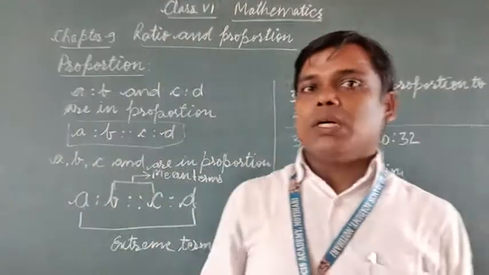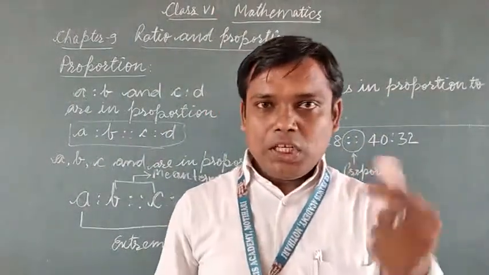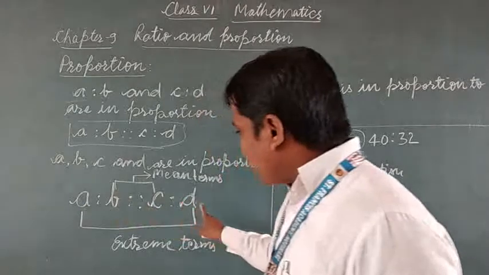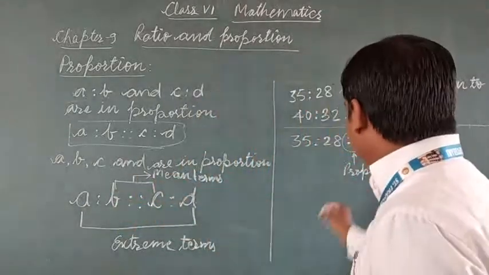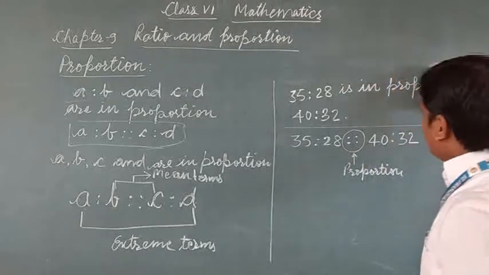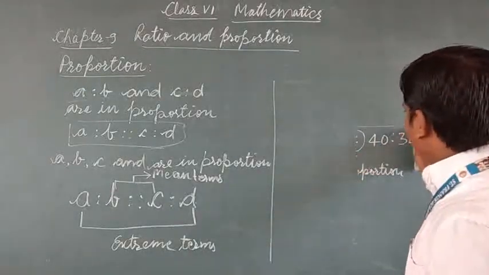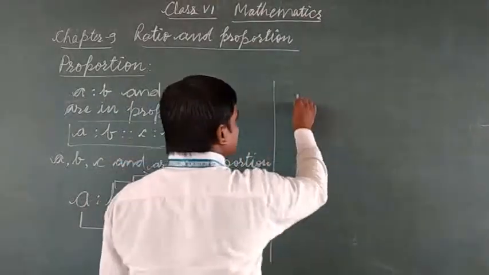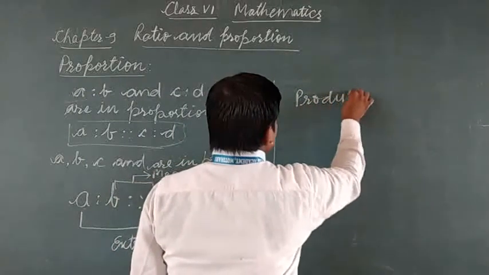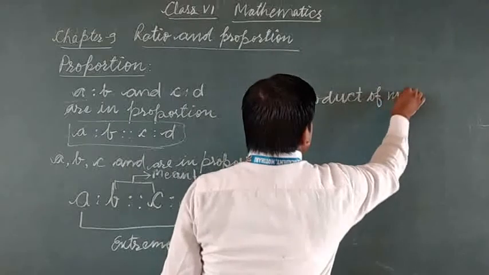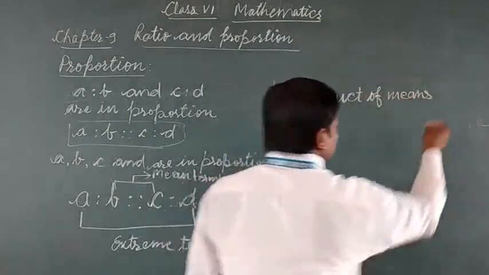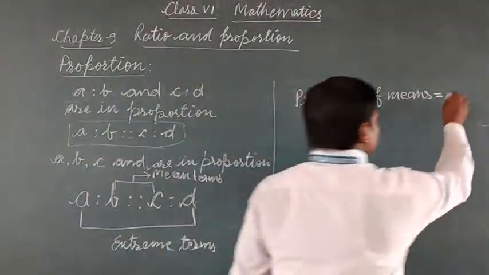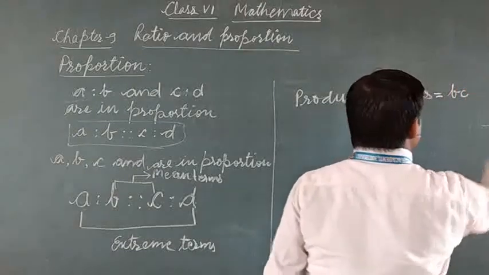If two ratios are given to us and it is asking whether the two ratios are in proportion or not, you have to calculate the product of extremes and the product of means. We calculate the product of means. What will be the product of means in this case? Our means are B and C. So B, C.